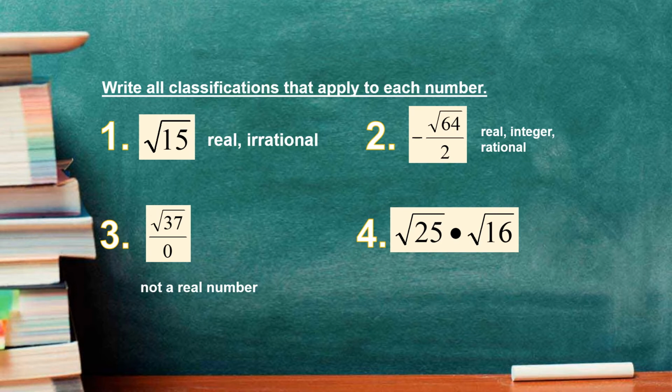Lahat po ng divisor or denominator na 0 ay not a real number. How about for number 4? The square root of 25 times the square root of 16. So the square root of 25 is 5 times the square root of 16. So it will be 5 times 4, which is equivalent to 20.